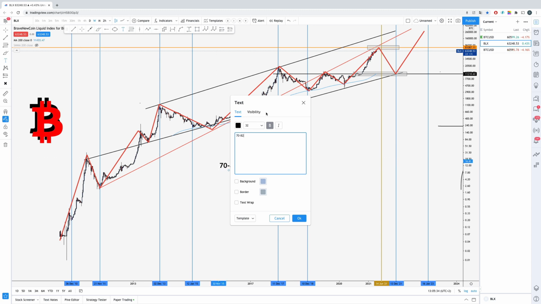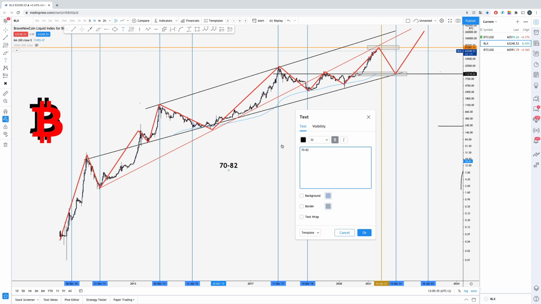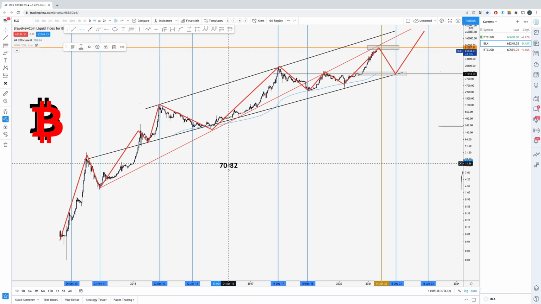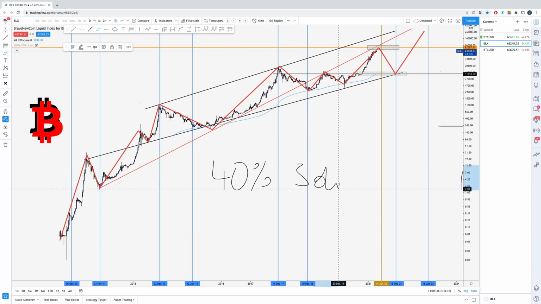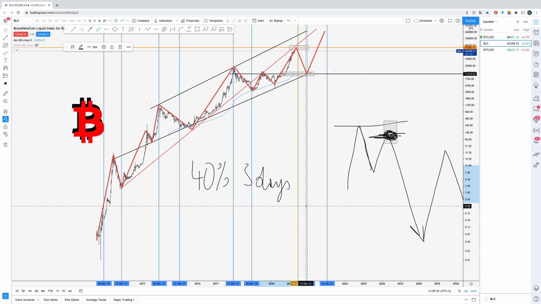And the final confirmation will be that we're going to see the market giving us a huge drop. 40% in 3 days. If we will have that drop, this whole thing is confirmed. You will see a pattern like this.